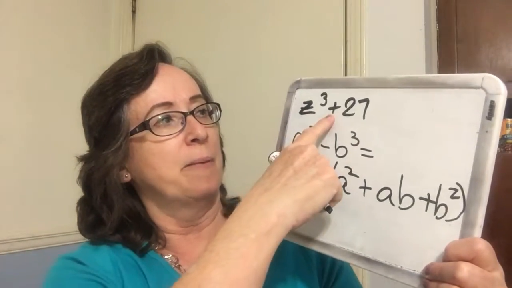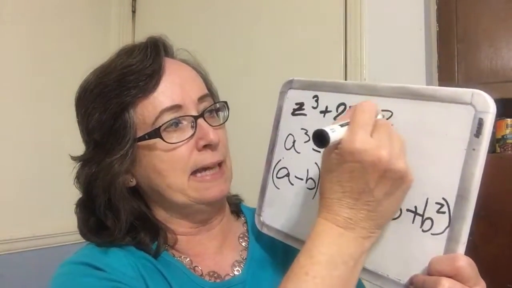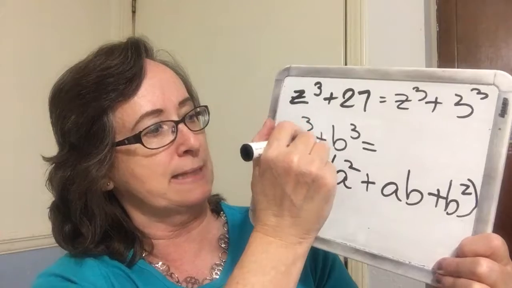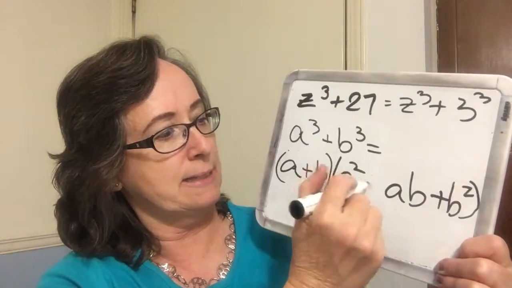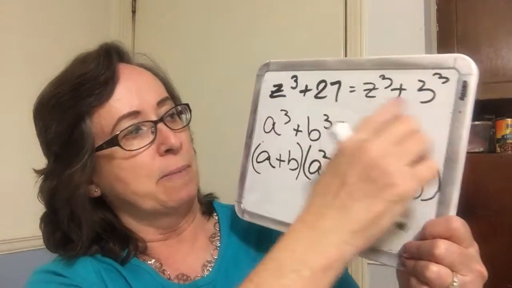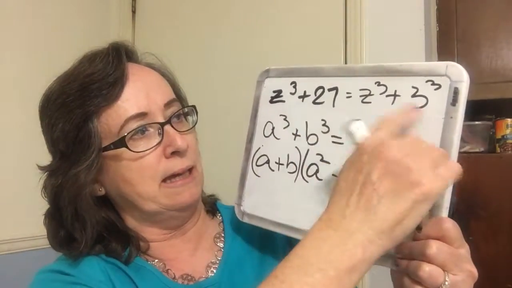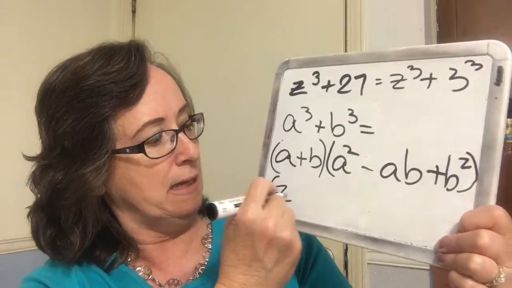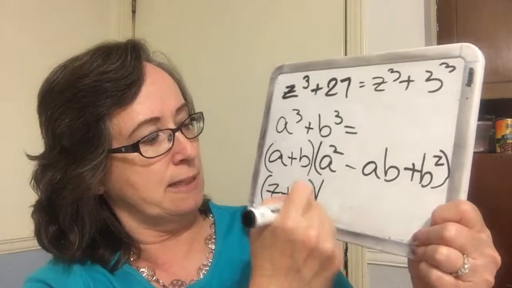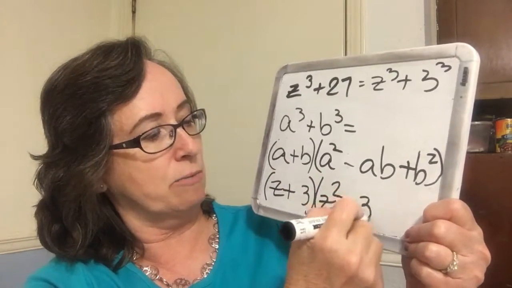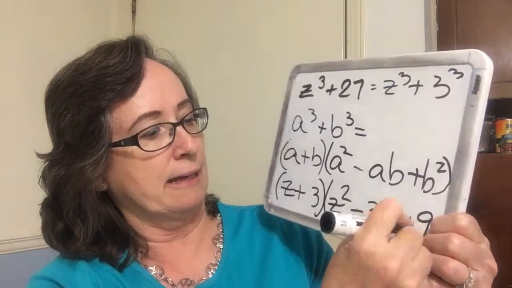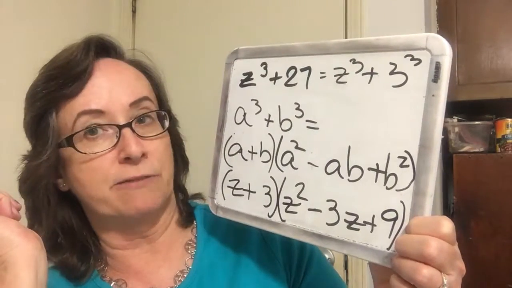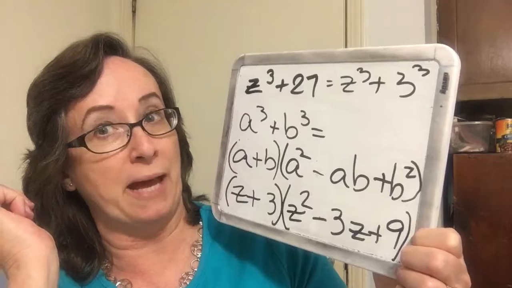So now this, I can think of this as being z cubed plus 3 cubed to get it into this form with the plus and the minus. Okay, so then my a is a z and my b is a 3, just plugging into the formula. So my factorization is going to be z plus 3 times z squared minus 3z plus 9. And that's all there is to the sum and difference of cubes, is just memorizing this little pattern.